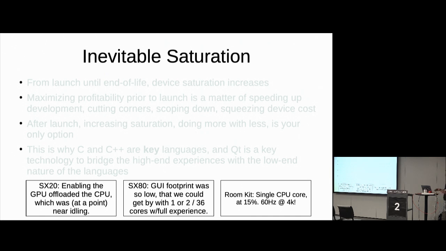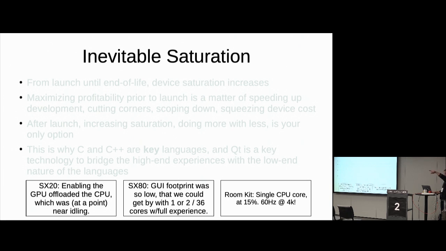So on SX20, by taking software rendered classic UI and moving it onto the GPU, what we got was a first-class, hardware-driven, modern graphics experience. We also offloaded the CPU, which meant that the CPU could be used for other things. The CPU was near idling at a point until we saturated it. The SX80 is the same thing. We managed to squeeze the GUI down to 1 or 2 cores, 1 in call, 2 outside call. That meant all the other cores were available for what we do today, like facial recognition and so on. Pretty cool stuff.